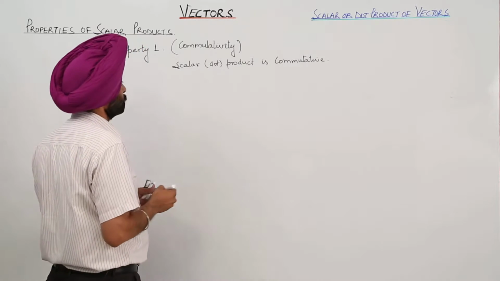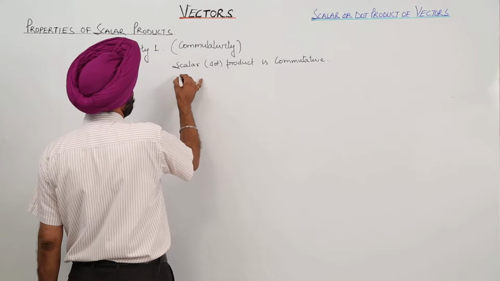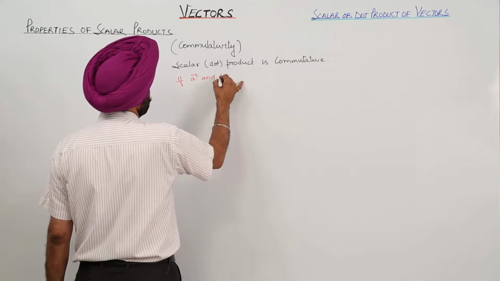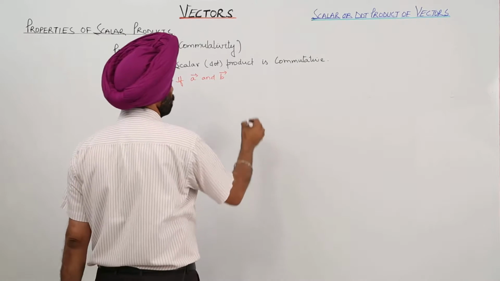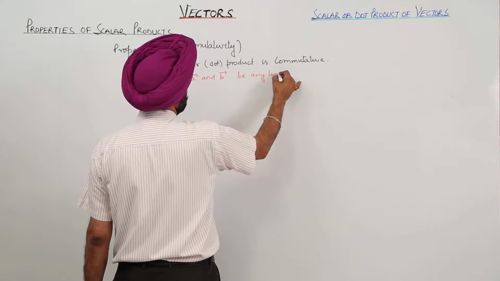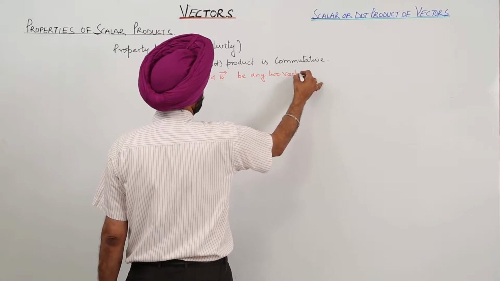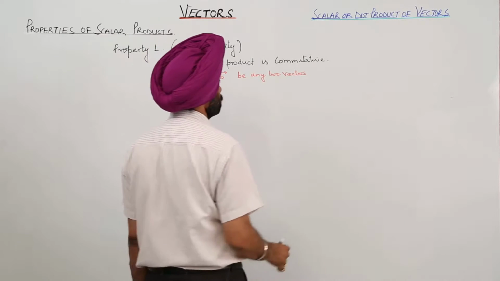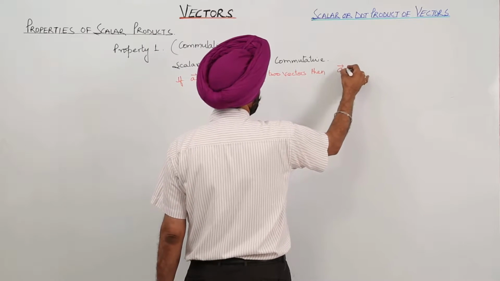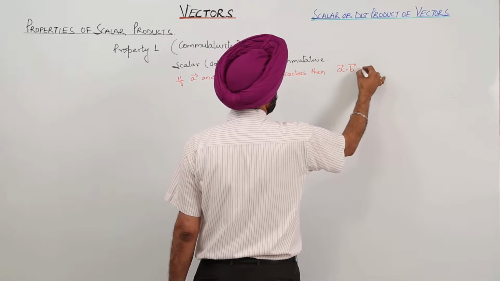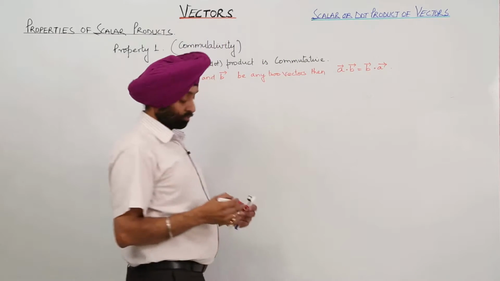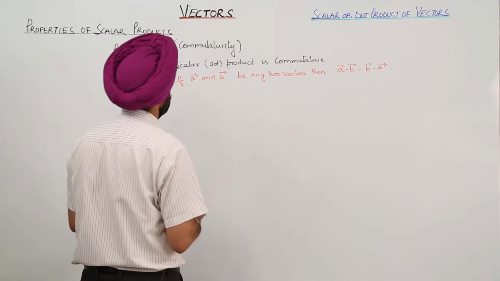Now if vector A and vector B be any two vectors, then vector A dot vector B is equal to vector B dot vector A. So this is the property. Now let's prove it.